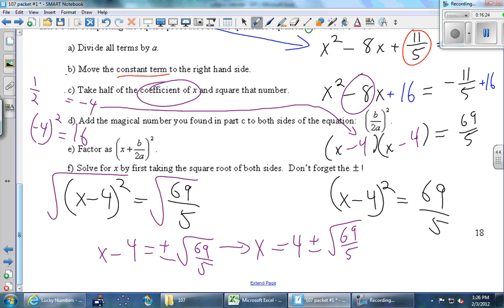Suppose for a second that instead of 69/5 you had the number 0. What is the square root of 0? 0. It is 0. So you could have 4 plus 0 and 4 minus 0. How many different numbers is that? That is one number. Because 4 plus 0 and 4 minus 0, they're both 4. So it is possible that you get a single number. In this case it was 4. Will it always be a nice number?